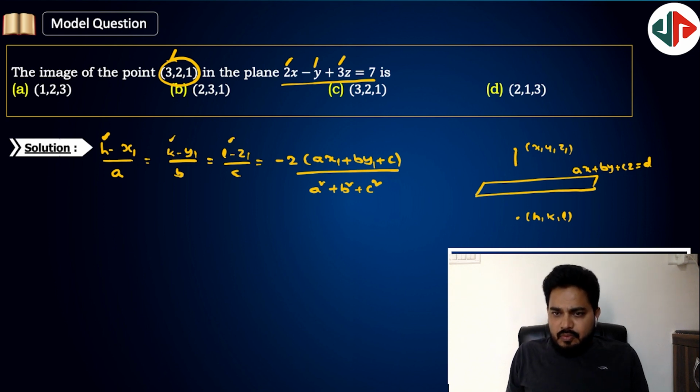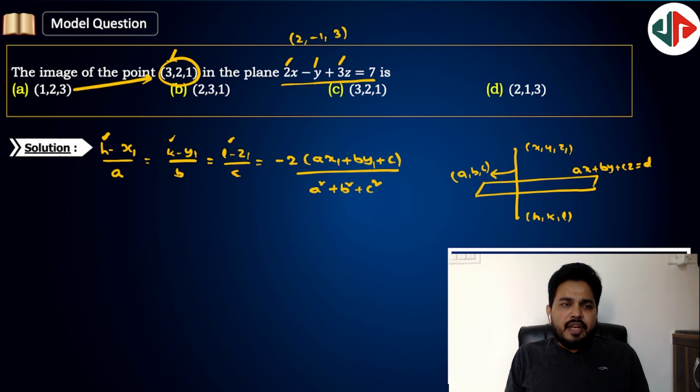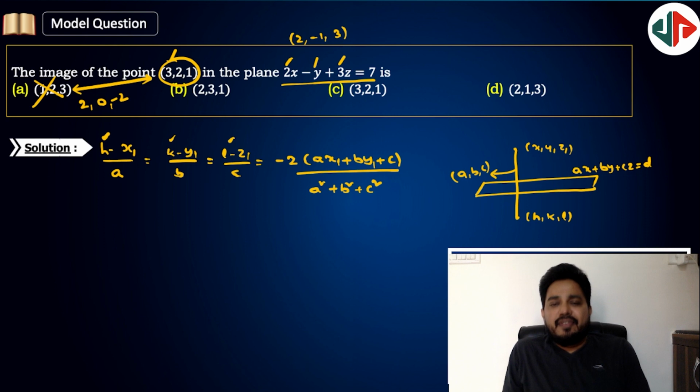Now, here the drs of this line are a comma b comma c. So, the drs of the normal of the plane are 2 comma minus 1 comma 3. Just if I take these 2 points, if this is the image, what will be the dr? 3 minus 1, 2; 2 minus 2, 0; and minus 2. So this will not be the answer, because the drs of this is a verification.